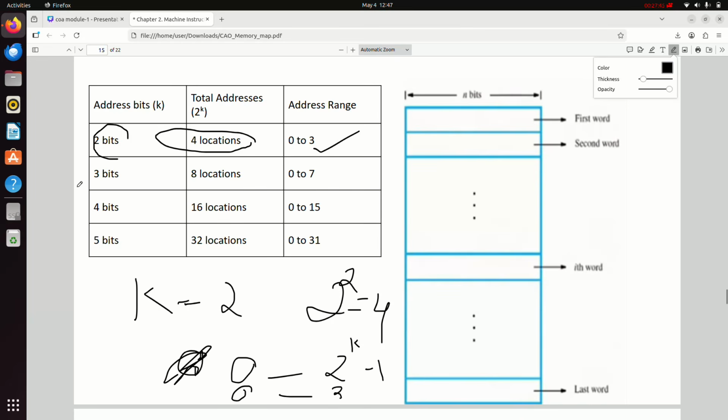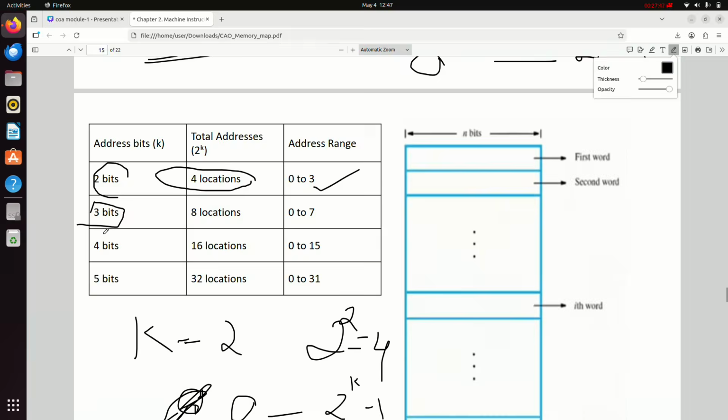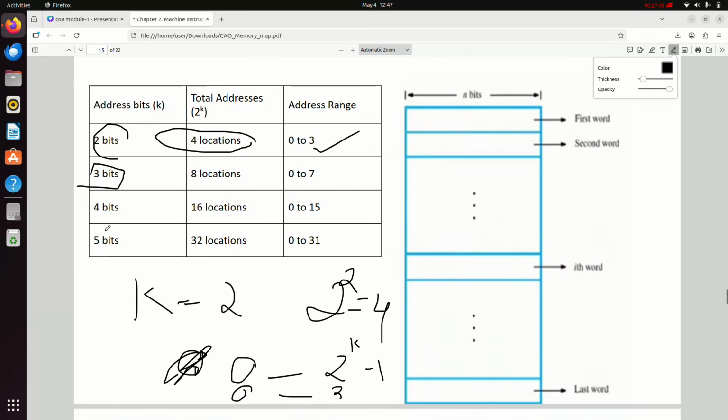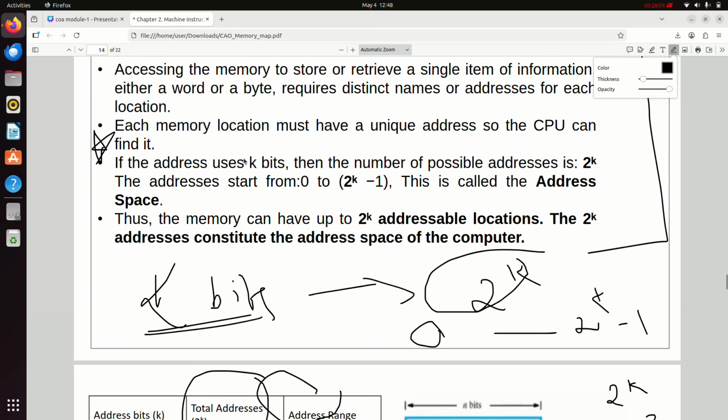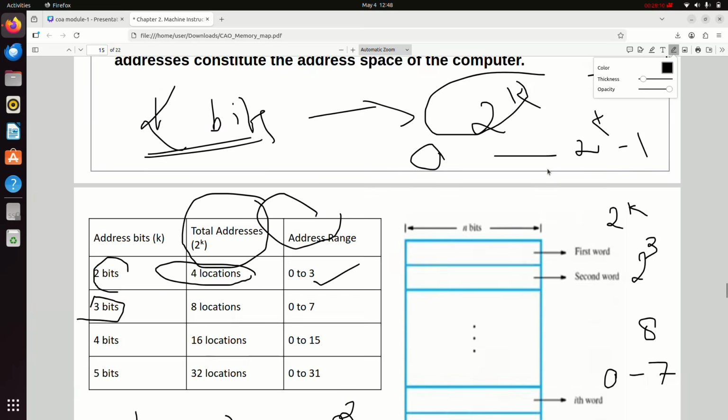Now if the address bits are 3, my total addressable locations is 2 raised to k, that is 2 raised to 3, that is 8. So the range would be 0 to 7. Fine. That is how you are going to calculate the total addressable locations and the address range when the address bits are given. Fine.